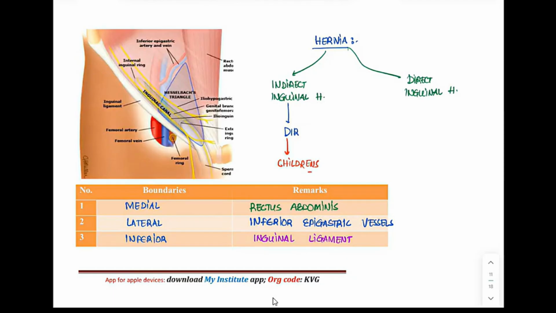And if the content enters through the Hesselbach's triangle into the posterior wall and then comes out through the superficial inguinal ring, this is direct. Clear? So that's why Hesselbach's triangle is very important for direct inguinal hernia, and this is especially seen in adults. So these are the two important points based on which we have questions at times. Please remember Hesselbach's triangle is related to direct inguinal hernia, and direct inguinal hernia is commonly seen in adults.